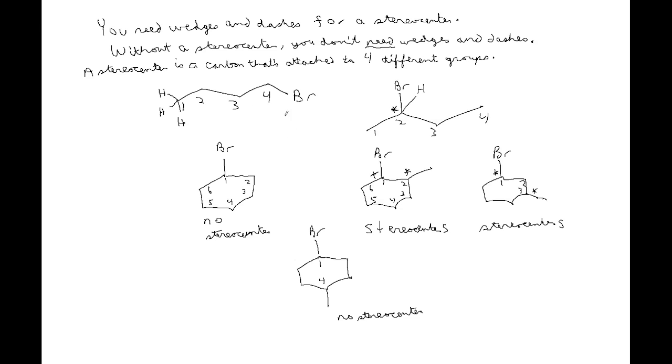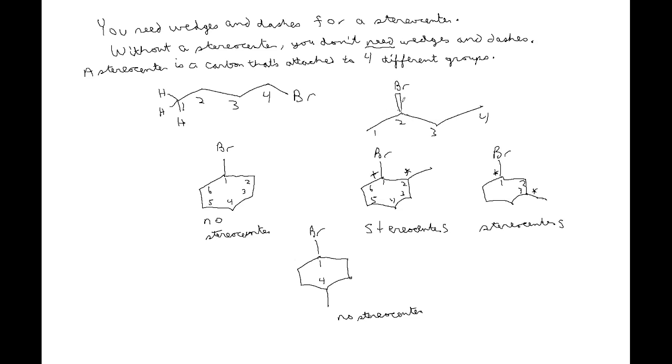So does this molecule have a stereocenter? The first one, no. So do we need wedges and dashes here? No. Does this molecule have a stereocenter? Yes. So do we need wedges and dashes here? Yeah. So the way I drew this was not really informative. I should have drawn maybe the bromine on a wedge, and then the hydrogen would be on a dash, or you could just leave it out as a hidden hydrogen.